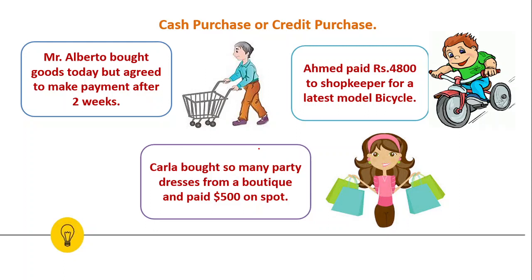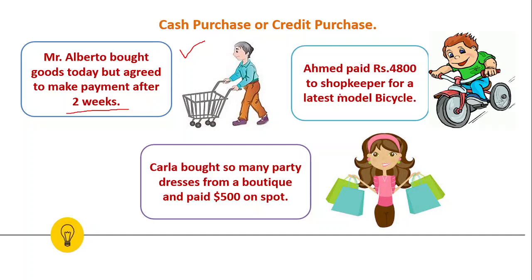Here we'll look at examples of cash versus credit purchases. The first example is a person, Mr. Alberto, who purchased goods today but agreed to make the payment after 2 weeks. Is it a cash purchase or a credit purchase? Definitely, when you promise to pay after a certain time period and you're not paying on the spot, it's a case of credit purchase. For the shop from which Mr. Alberto bought the goods, it is categorized as credit sales.